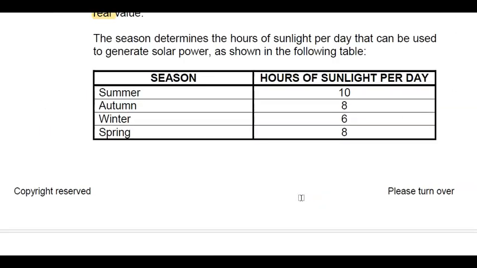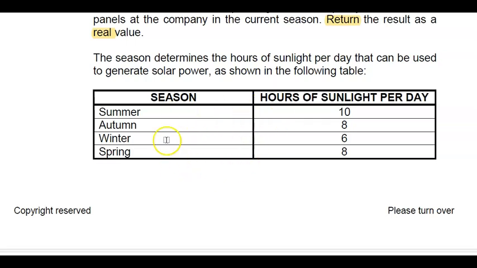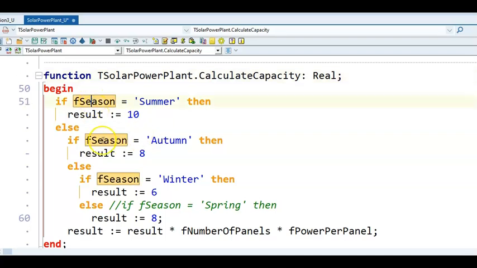The moment that you see in a paper a table like this, or maybe it could be listed in bullets, you can be sure to use either a case statement or a nested if statement. We cannot use a case statement in this case, no pun intended, because if season there is a string and case statements can only use integers or real values. So for summer, I start off my result as 10.